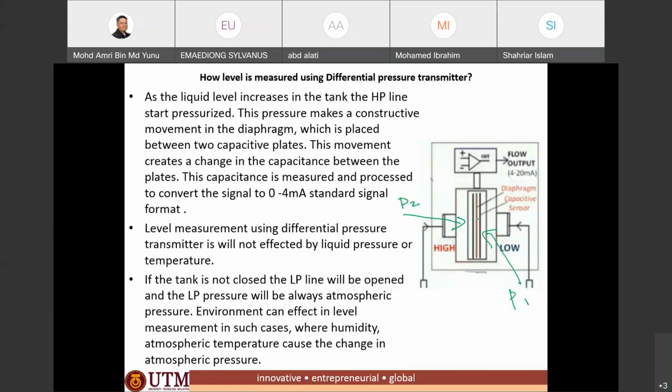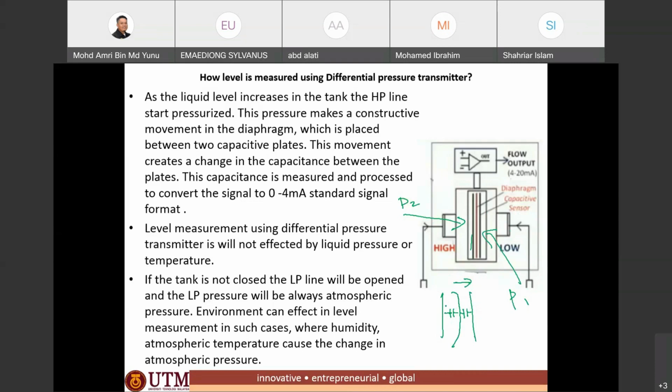Basically, when the pressure at P2 increases, the capacitive sensor here is flexible, so the middle will flex. What happens? It will flex to the right, and then the capacitance on the left chamber will change, and also on the right chamber, in proportion with the right chamber.